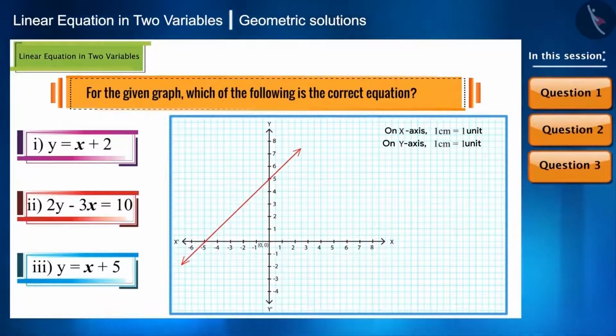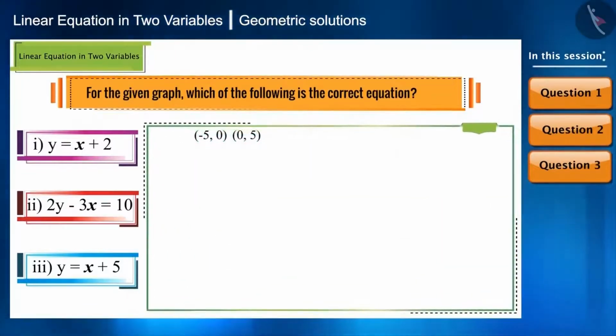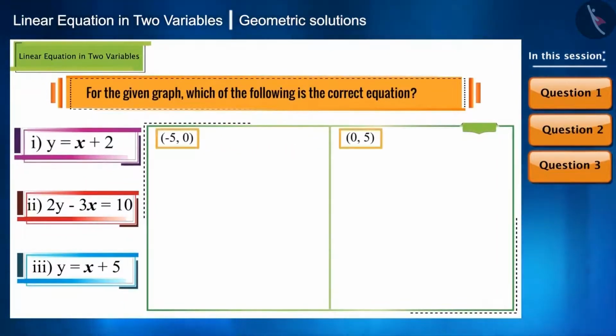Here, the line intersects the x-axis at -5 and the y-axis at 5. That is, we got two coordinates of x, y. That is -5, 0 and 0, 5. Now, we will put both these values in all the equations and find out which equation is true for these values.